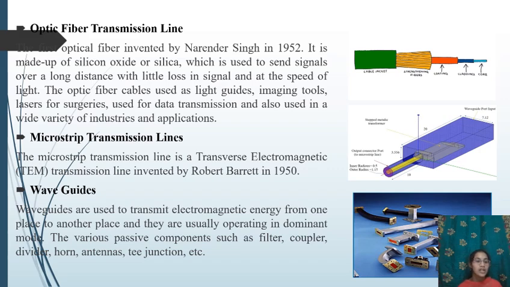Another type of transmission lines are microstrip transmission lines. The microstrip transmission line is a transverse electromagnetic transmission line invented by Robert Barrett in 1950. Waveguides. Waveguides are used to transmit electromagnetic energy from one place to another, and they usually operate in a dominant mode. The various passive components include filter, coupler, divider, horns, antennas, T-junctions, etc.